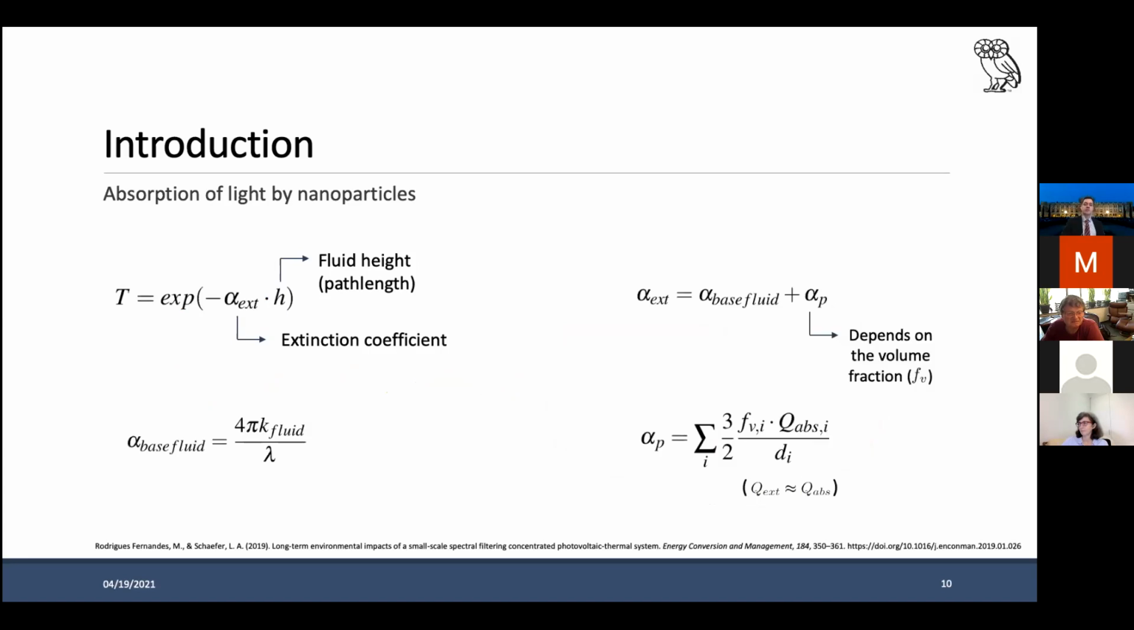The extinction coefficient of a nanofluid is the combination of the extinction of light by the base fluid, it could be water, for example, and the nanoparticles, which could be different materials. The light extinction by the nanoparticles depends on their volume fraction or the concentration, the same meaning, which here is represented by f_i, their size represented by D_i, and the absorption efficiency, which here is represented by Q_abs,i.